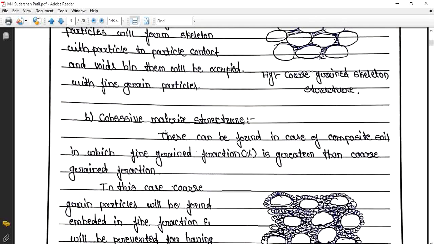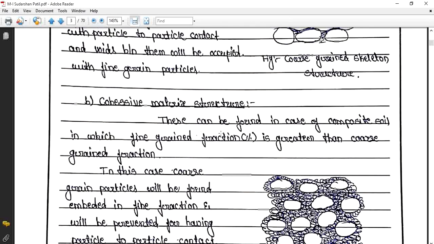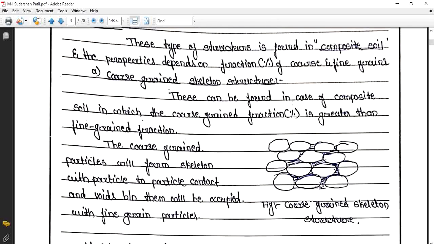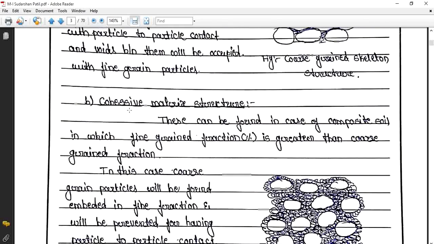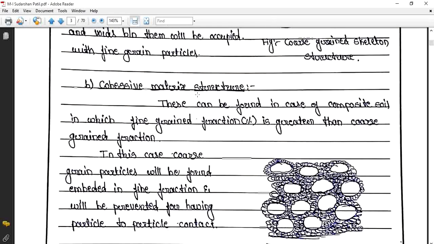Now cohesive matrix structure. This can be found in composite soil in which the fine grained fraction is greater than the coarse grained fraction. Initially, in coarse grained skeleton structure, coarse grained particles were greater than fine grained particles. But here fine grained particles are greater than coarse grained particles. So it is called cohesive matrix structure.